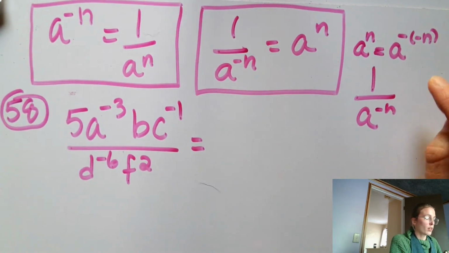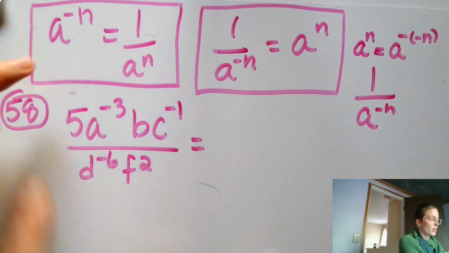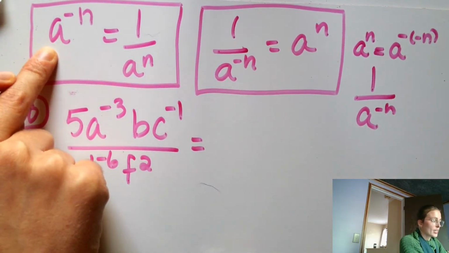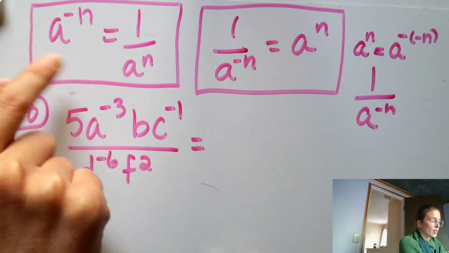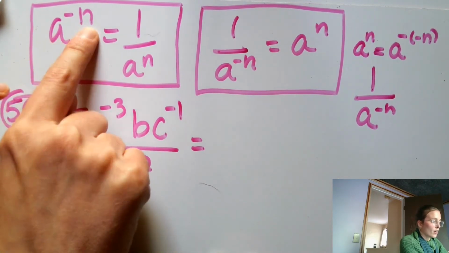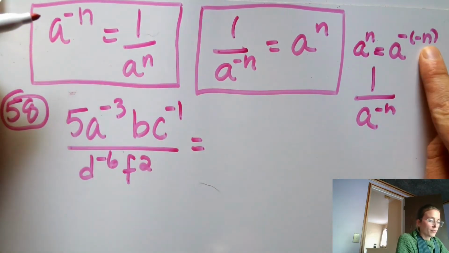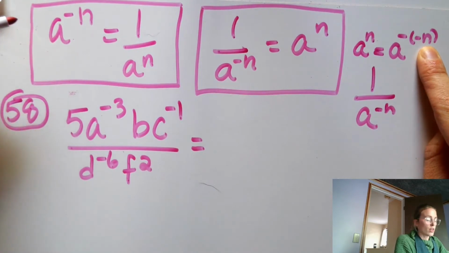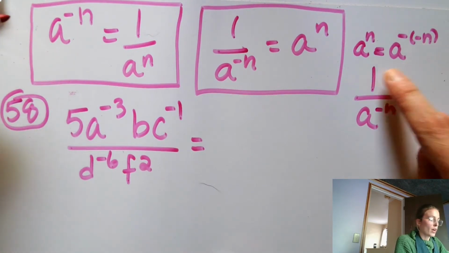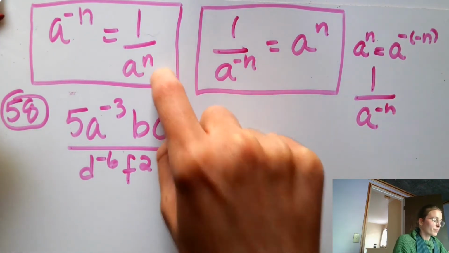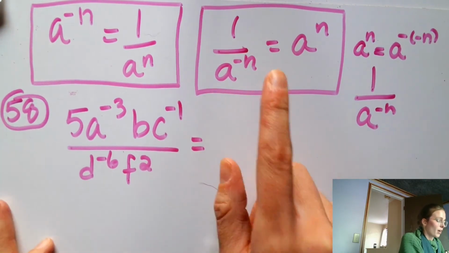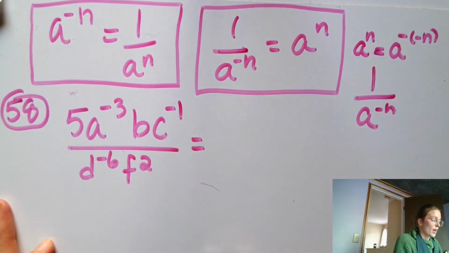So then you can use this rule here, a to the negative n equals 1 over a to the n, and instead of n here, you have negative n, right? So then you obtain 1 over a to the negative n using this rule. Anyhow, you have both of these rules, and we'll use both of them.